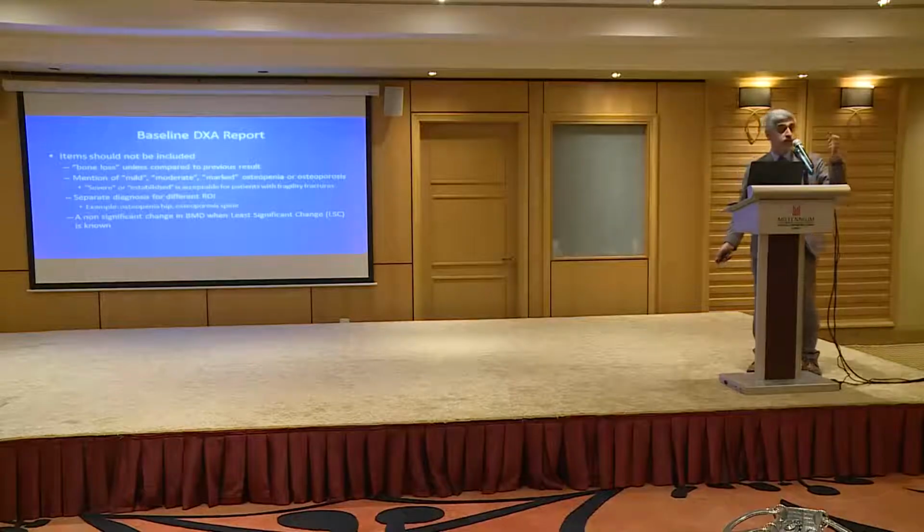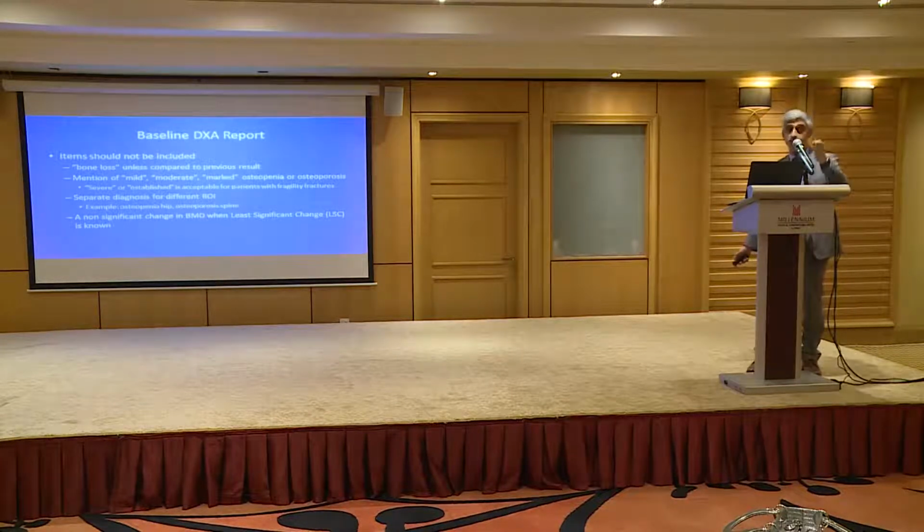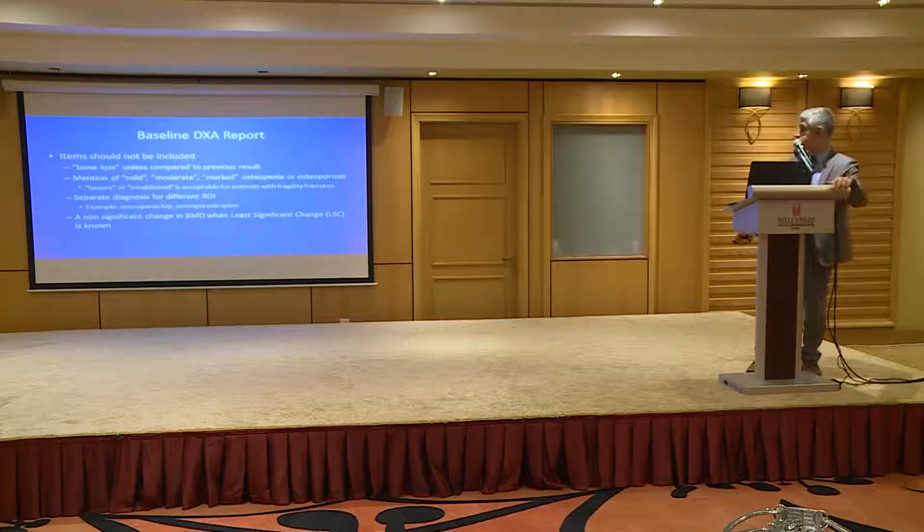You cannot call mild, moderate, or marked osteopenia or osteoporosis, because there are no such definitions, okay? You can use severe or established if the patient has a fragility fracture. Then you can use this term to describe a severe form of osteoporosis. You cannot use separate diagnoses for different regions of interest. You cannot say osteopenia of the spine and osteoporosis of the hip. The disease is of the whole body. So if they have osteoporosis of the spine, then they have osteoporosis everywhere, because the risk of a fracture is equal in all these bones.